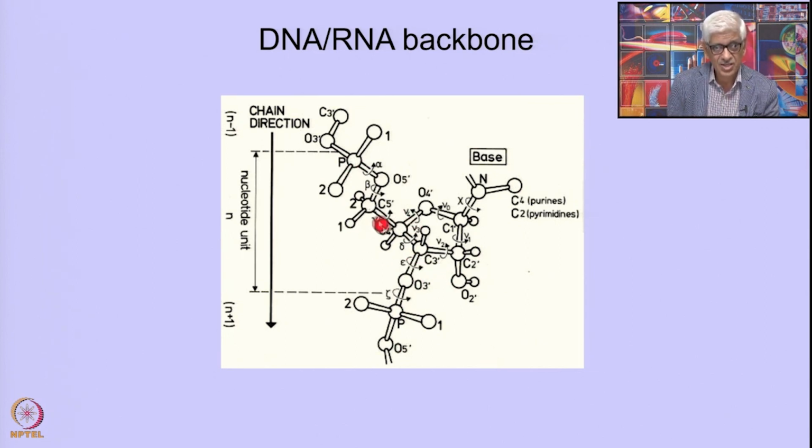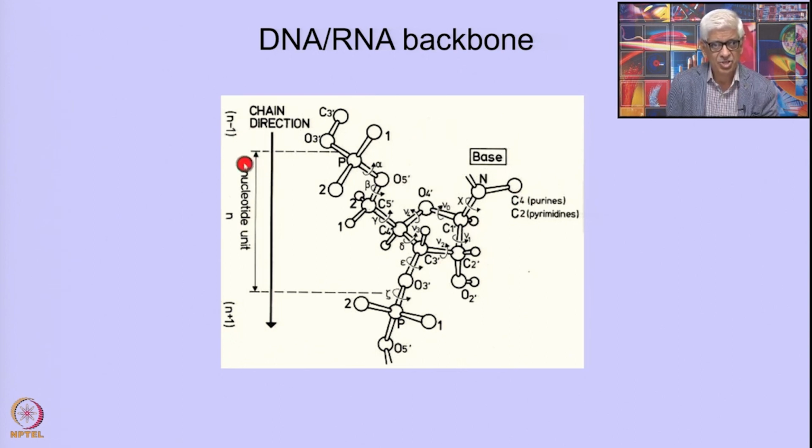What changes in this? The only thing that changes is the base. From one unit to another unit, there is a change in the nature of the base, and that is called the DNA sequence. As you go from one unit to another, the DNA base changes, and that is the information carrier. The sequence of the bases present in the DNA is the information carrier.